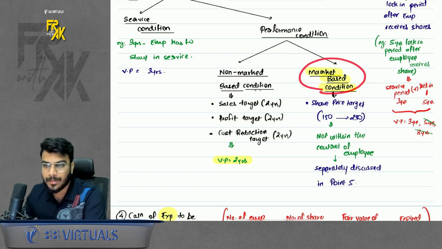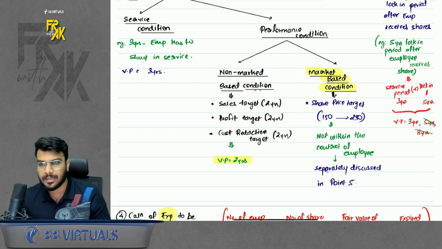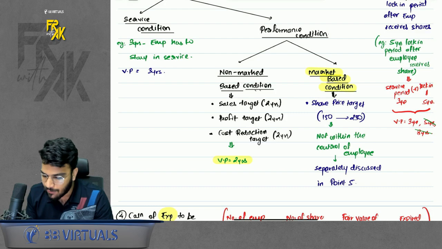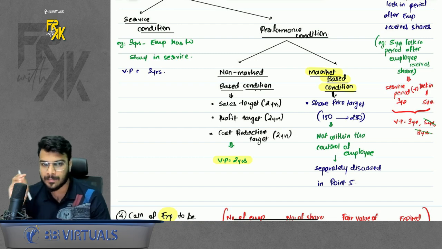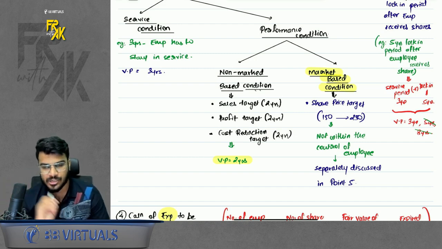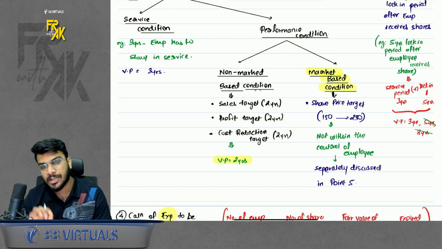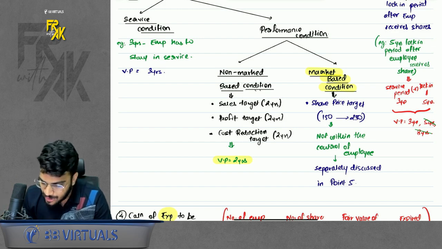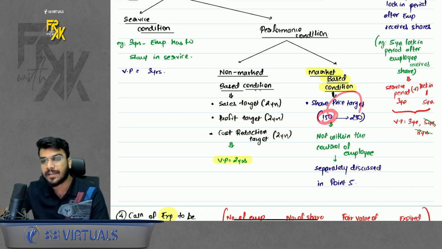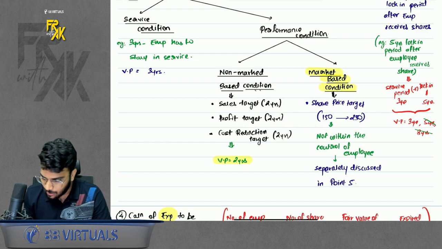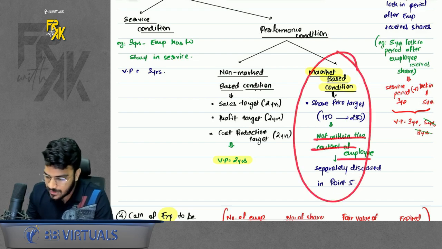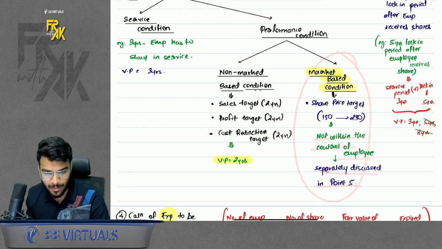But what about market based condition? What is the meaning of market based condition? Imagine I told my employees that you have to achieve a share price target. That means I will give some compensation to the employee, either shares or cash, only if the company's share price increases in future. So if the share price goes from 150 to 250, then only I will give the shares to the employee. Now this target is not within the control of the employee. So how to account for this? This we will separately discuss in another point, that is point number 5.